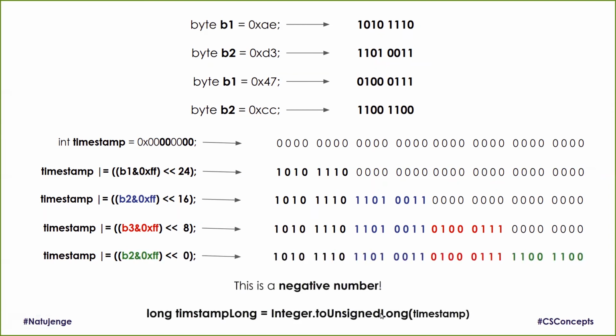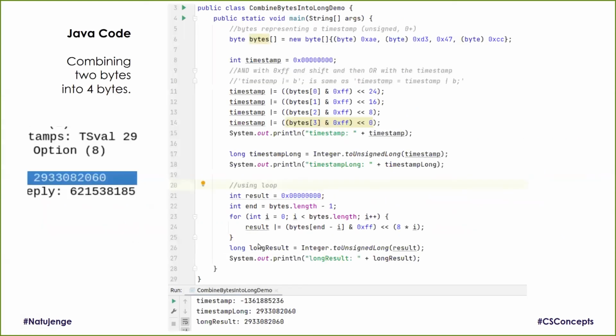So at the end of the day, this is a negative number because of this. So in case you want to get the long, which is the timestamp, you can say timestamp long is equal to Integer.toUnsignedLong, and you provide the timestamp that was an integer. That way you'll get the correct answer. And in this case, in our example, we know that the answer is supposed to be 2.9 billion plus. So here we'll come and do the same. If you look at it, I've declared the bytes as indicated in the dump. The idea is that this data will come through the network, so you don't need to write the bytes.